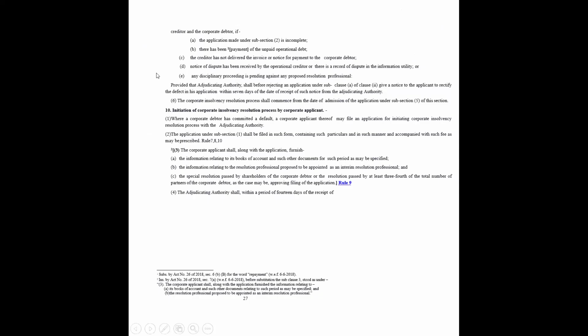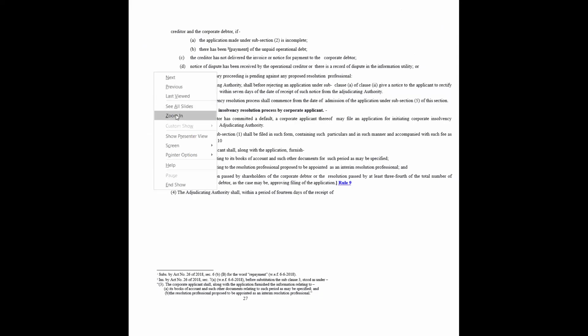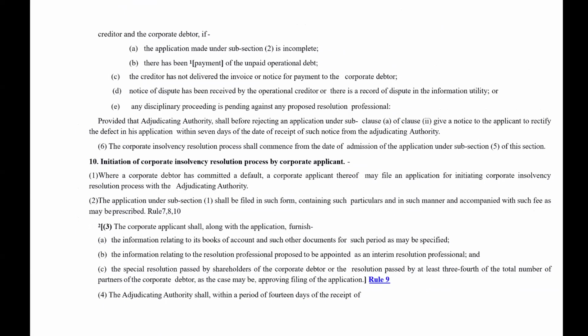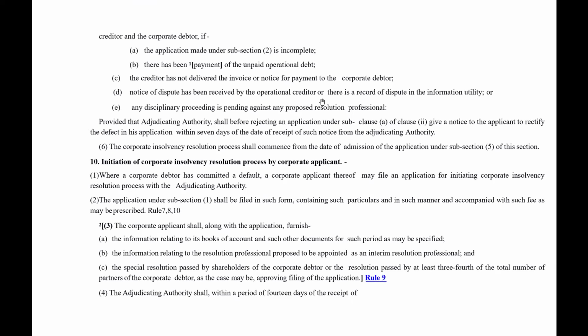If the application is incomplete, there has been payment of the unpaid operational debt, the creditor has not delivered the invoice or notice for demand for payment to the corporate debtor, notice of dispute has been received by the operational creditor, or there is a record of dispute in an information utility, or any disciplinary proceeding is pending against any proposed RP. Provided that the adjudicating authority shall give an opportunity of being heard, shall give a notice to the applicant to rectify the defect within 7 days, right? And the CIRP process shall commence from the date of admission of the application under subsection 5 of this section.